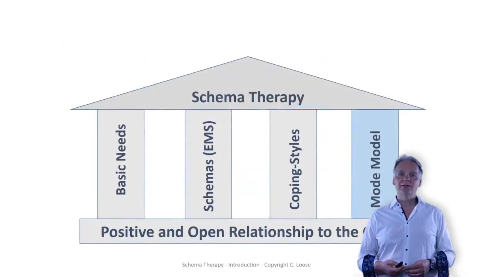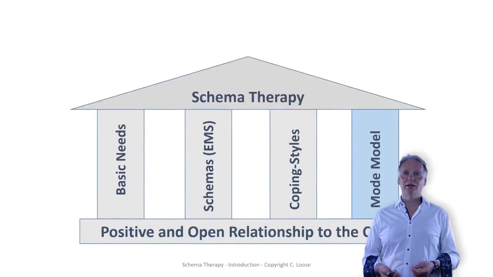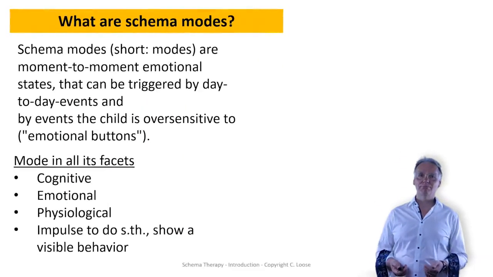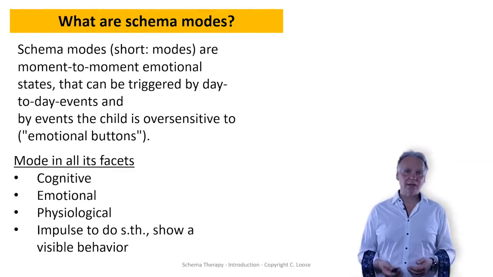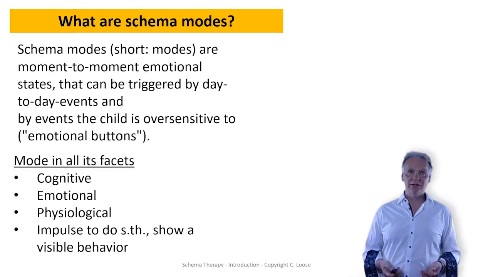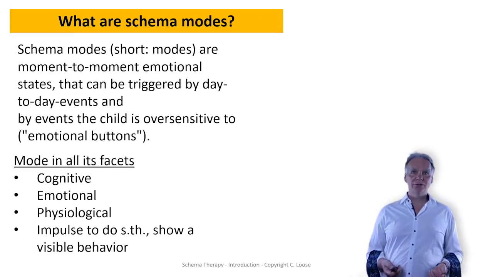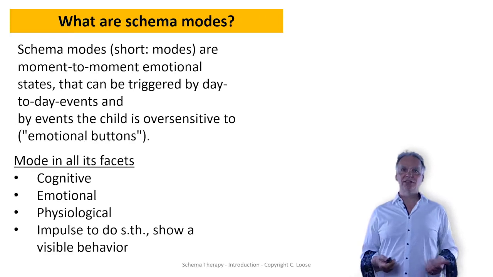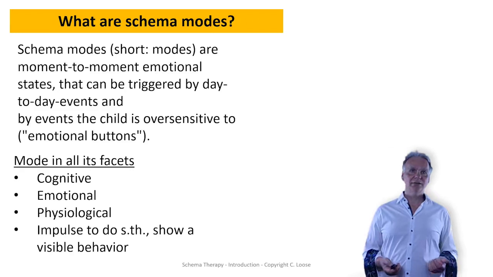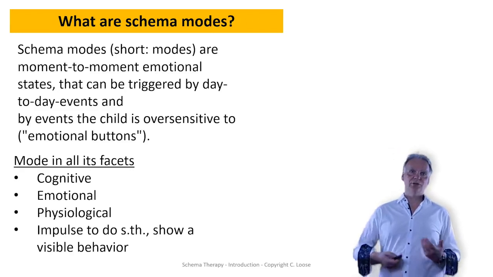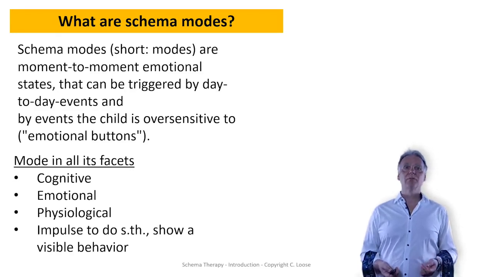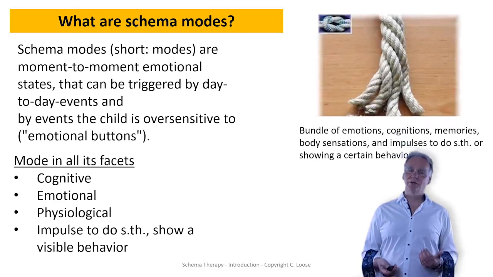Last but not least, we are working with a mode model, and the mode model is very important when we work with children, teenagers, but also with adults actually, because it's very concrete. And we can define a mode as a moment-to-moment emotional state that can be triggered by day-to-day events, and where the client is oversensitive to, so where he has emotional buttons. So it has different facets, so it's like a schema, or very similar to a schema.